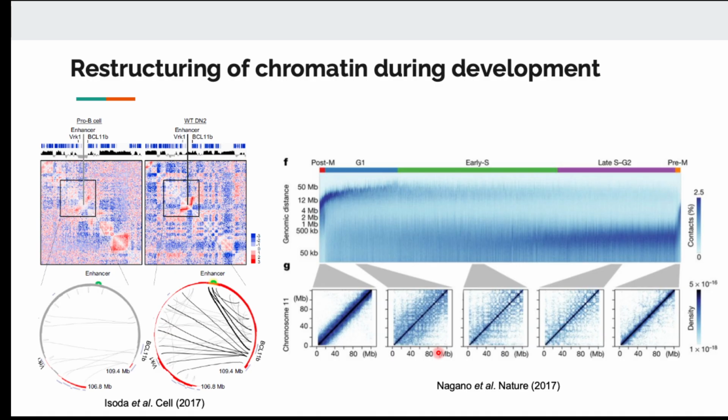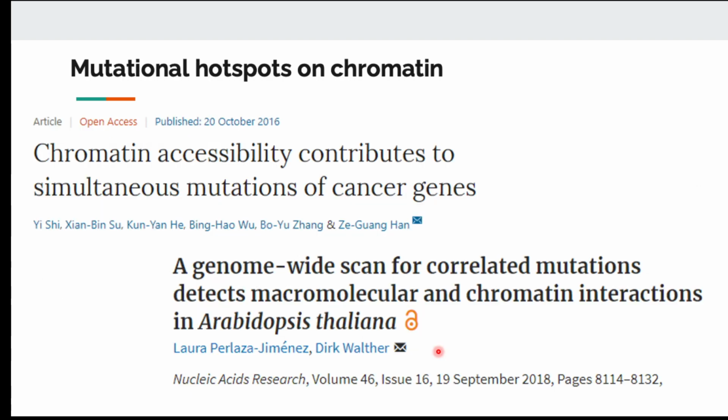Because if the cells don't have a way to regulate the 3D structure of the chromosome, you cannot organize the cell division, you cannot organize the cell development. So there are proteins and other mechanisms that help cells facilitate this process. And people found that the structure of the DNA also contributes to mutation, the location where we find mutation.